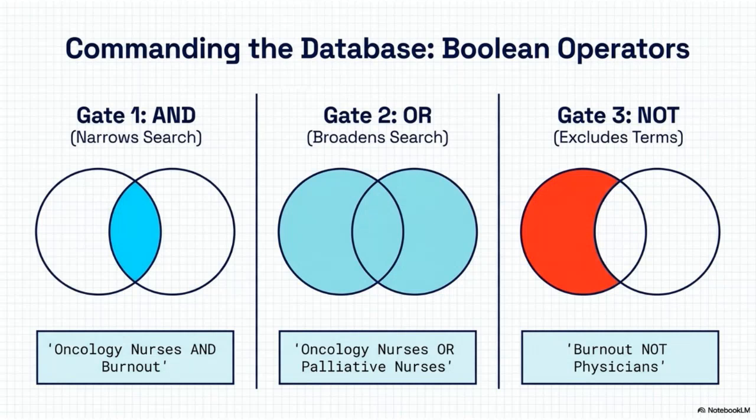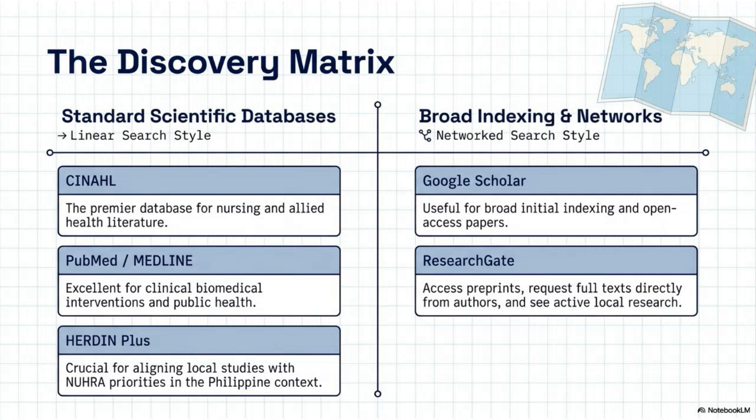I want you to use Boolean logic to control your results and to narrow your search to specific overlaps. Use OR to broaden your results with synonyms, and NOT to exclude irrelevant groups like physicians if you only want to study nurses. I advise you to move beyond basic search engines and use credible databases.